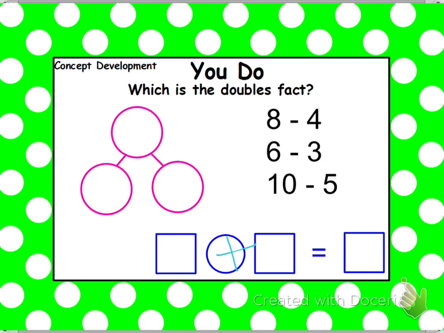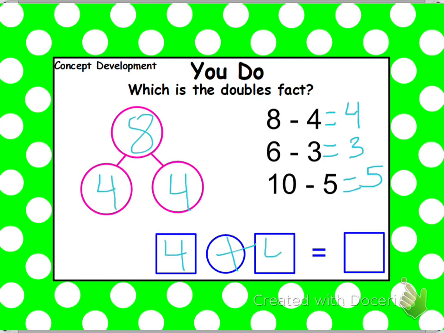Ooh, this one's trying to trick you. Some of you might have done different ones because guess what, guys? These are all doubles. Ooh, Miss Perkins was trying to trick you. Did I trick you guys? All right, so if you did 8 minus 4 equals 4, 8 is your whole and 4 and 4 are your parts. So it would have been 4 plus 4 equals 8.